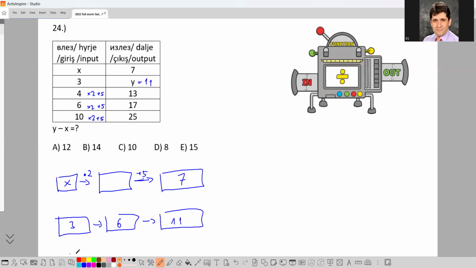But for the first case, we need to reverse it. We have 7, so I need to reverse the machine. When I reverse the machine, I change these positives to negatives, so minus 5, and times 2 becomes divided by 2. 7 minus 5, that's 2. 2 divided by 2, that's 1. So x is actually 1. So what is our value of the expression y minus x? y is 11, x is 1, so it's 10.